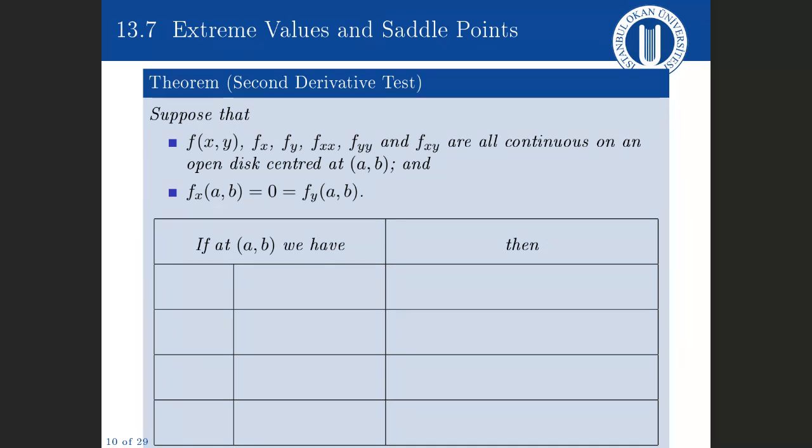The second derivative test. First of all, what do we need? Just to be careful, let's suppose that f, fx, fy, fxx, fyy, and fxy are all continuous on an open disk centered at (a, b). In other words, we'll just suppose we have a nice function. Nothing's complicated here. It's a nice continuous function. And I want to suppose that the point (a, b) is a critical point. In other words, fx and fy are both equal to 0 at the point (a, b).